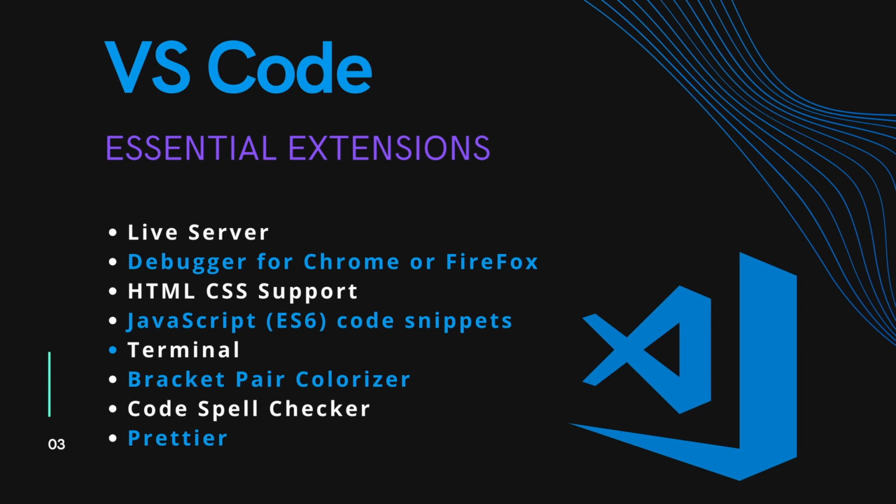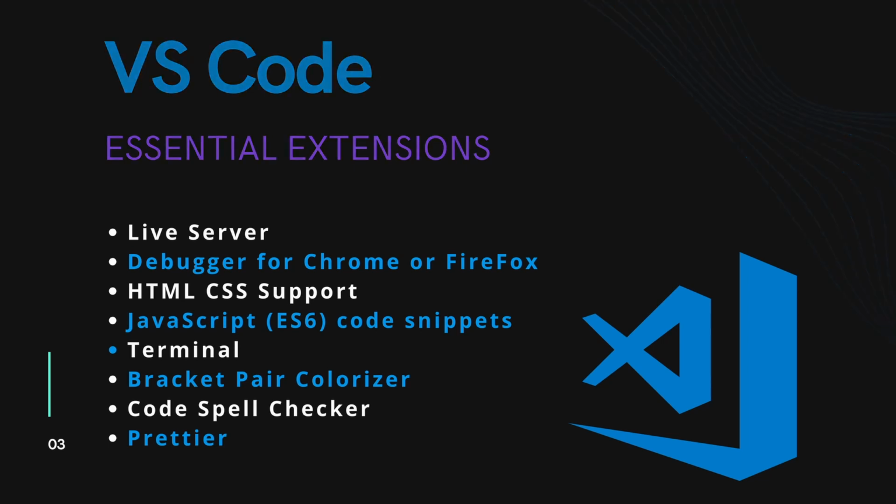Now, Bracket Pair Colorizer is also an exceptionally good extension. It will colorize all of your parentheses, square parentheses, and brackets. Code Spell Checker, especially for me. I make a lot of spelling mistakes, so yep, I definitely need that. And then Prettier, well, it just makes your code pretty.